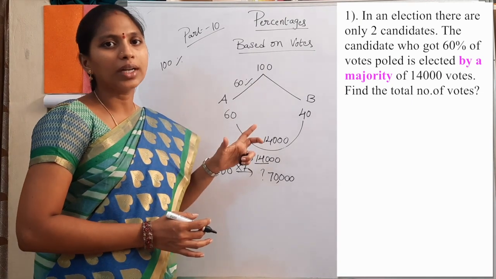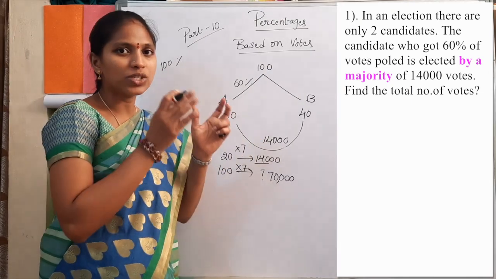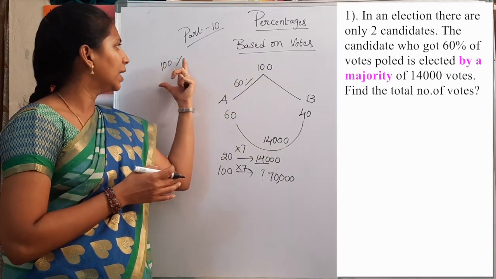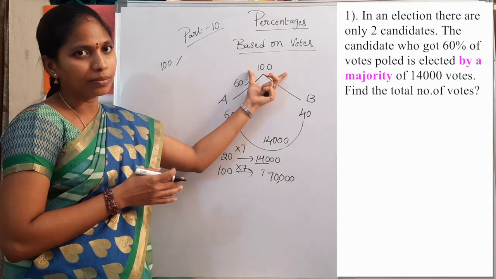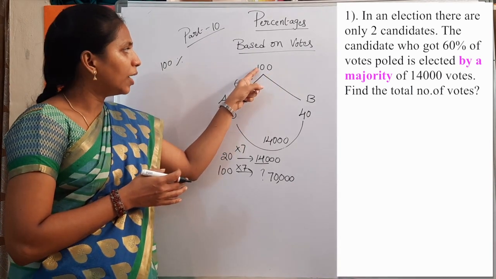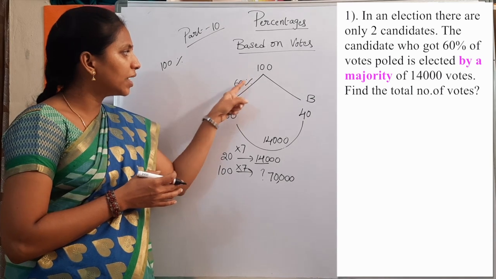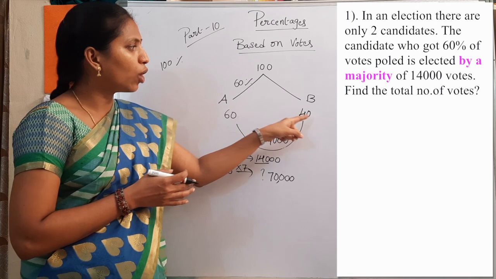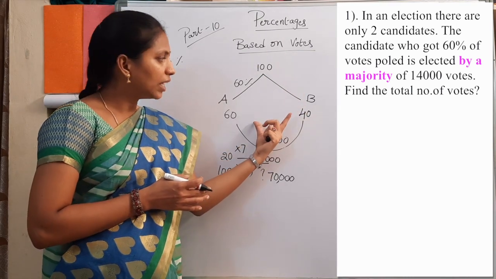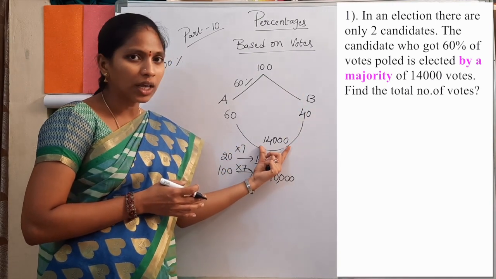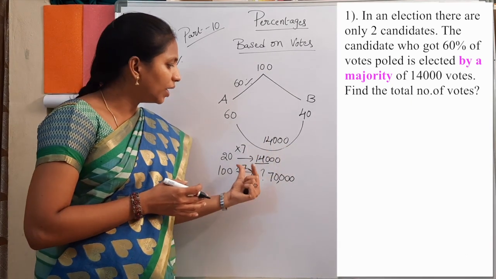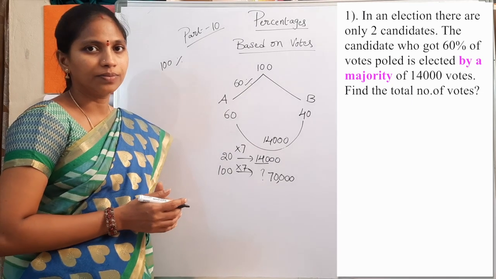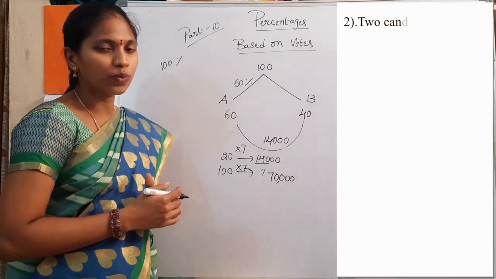This is a very important concept. Remember that first of all, take the initial value or total number of votes as either 100% or 100. 60% of votes are for A, so 60, and the remaining 40 votes are for B. The difference in these two is 14,000. So 20 is 14,000, then what is 100? 70,000. Let us move to the next question.